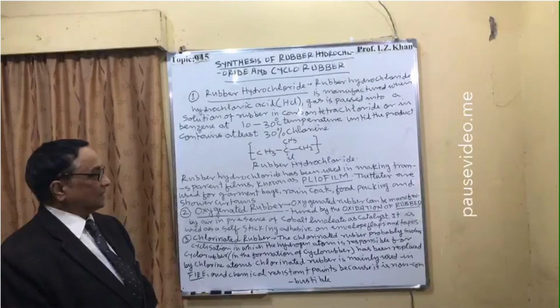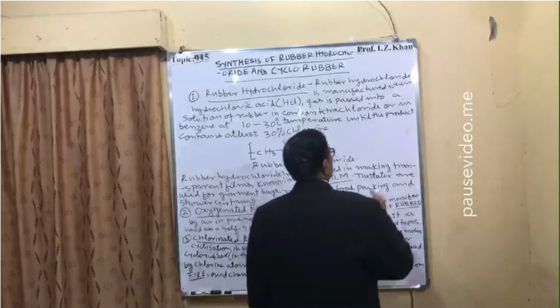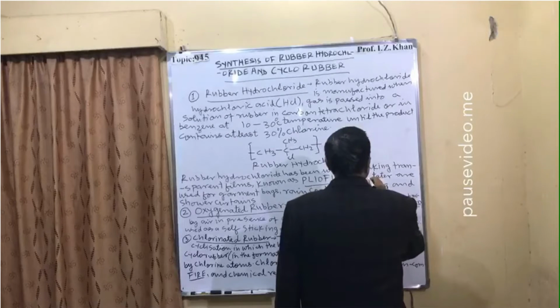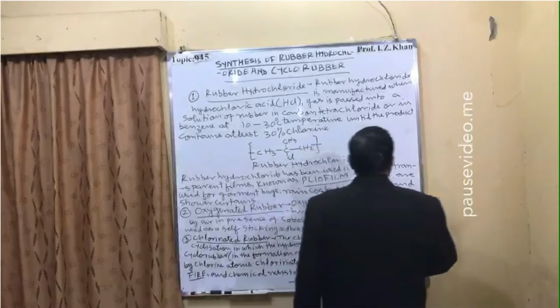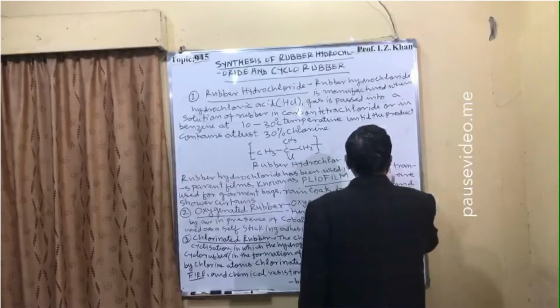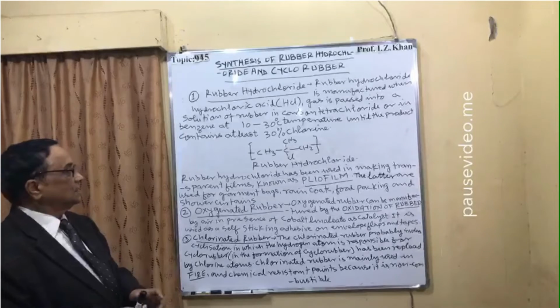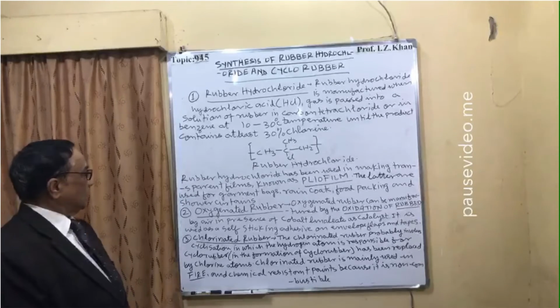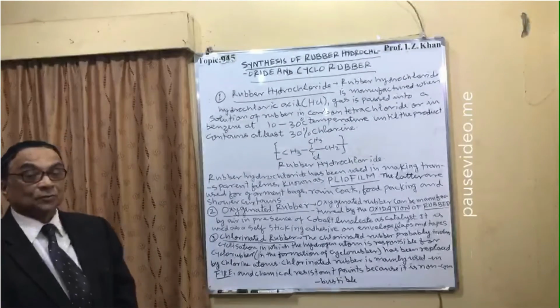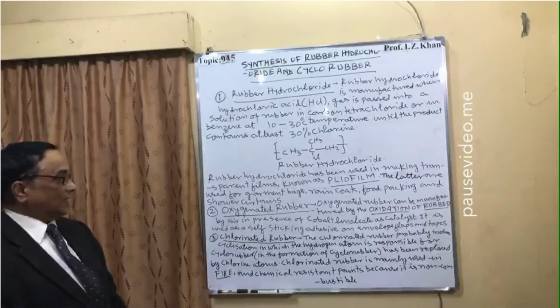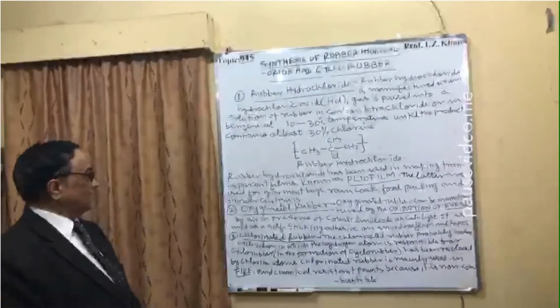These films are used for garment bags, raincoats, food packing and shower curtains. So rubber hydrochloride is widely used for a lot of domestic purposes, as I have already mentioned: garment bags, raincoats, food packing and shower curtains.